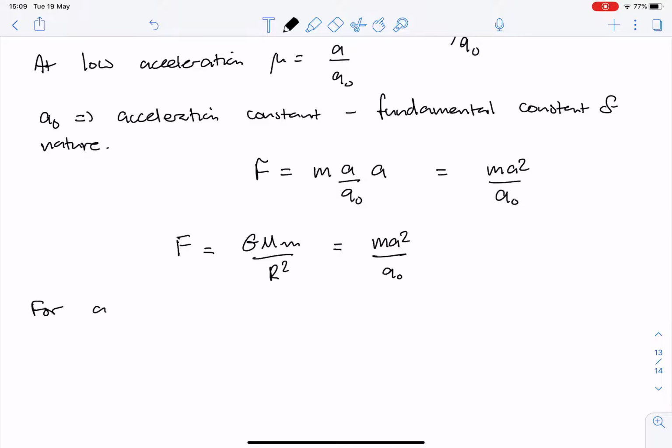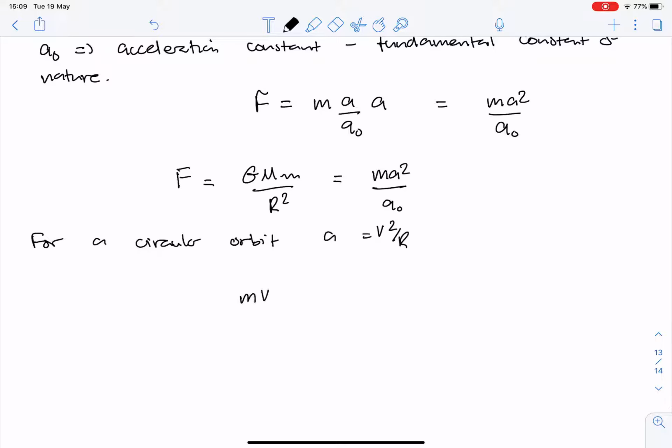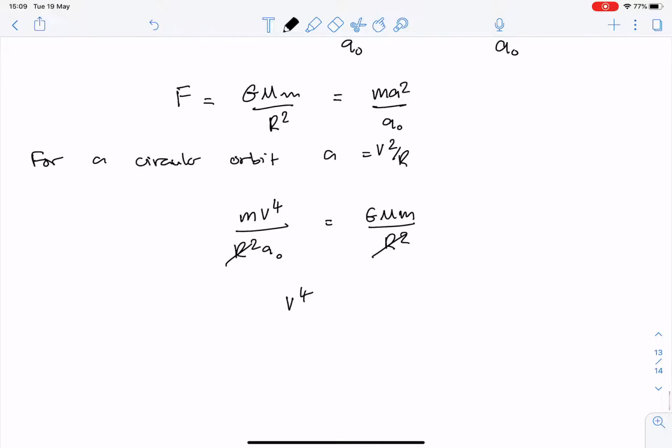For a circular orbit, I can write a is just v squared over r. And so I can write m v to the 4 over r squared a naught equals GMm over r squared. And you'll notice the appeal here is that my r's now cancel. So v to the 4 is just GMa0. It's a constant, or, for fixed m, it varies as the fourth root of the mass, if m is increasing with r.